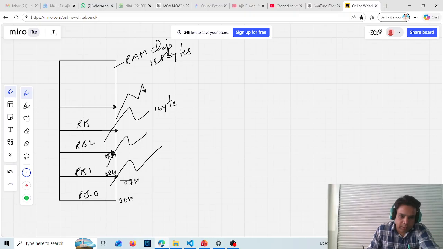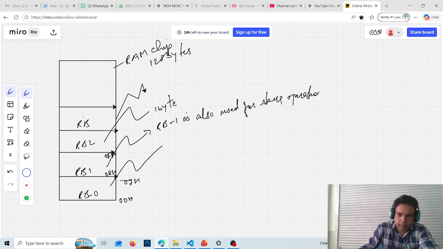Now, this second register bank, that is register bank 1, is also used as stack memory.